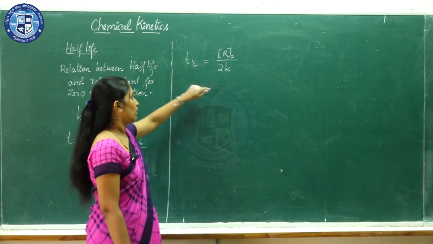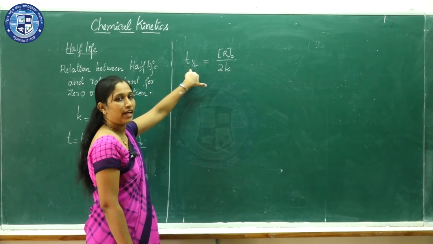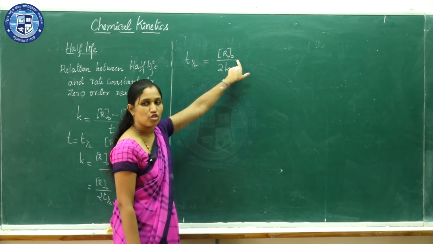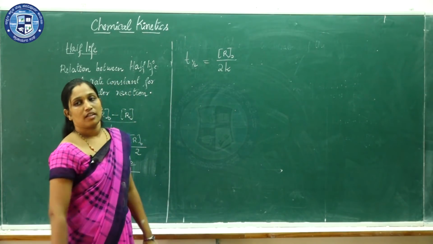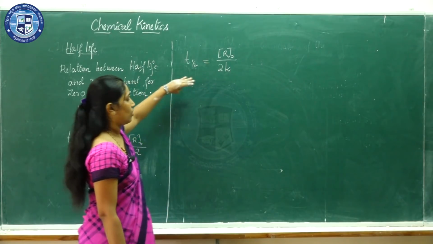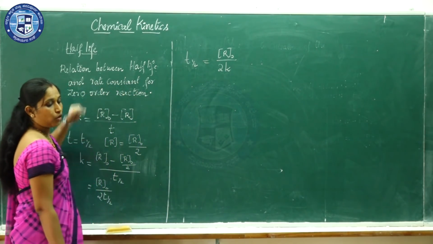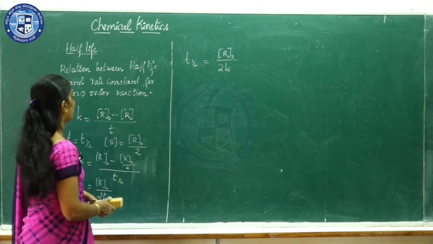Okay, so this is very important. The half-life period of a zero order reaction is directly proportional to the initial concentration of the reactant, and it is inversely proportional to the rate constant K. With this we have derived the relationship for the zero order reaction. Now we will move on to the first order reaction.